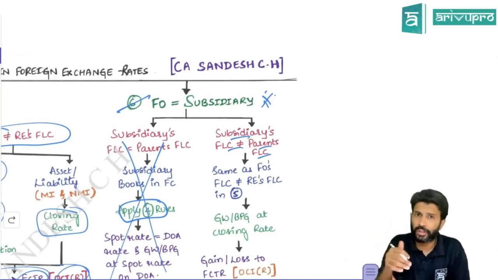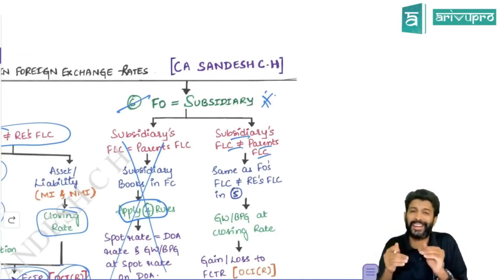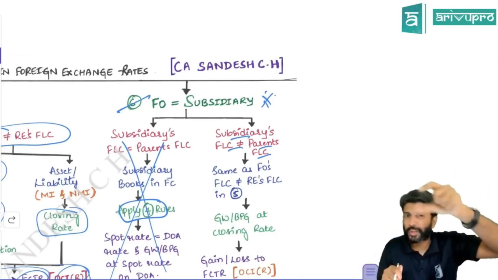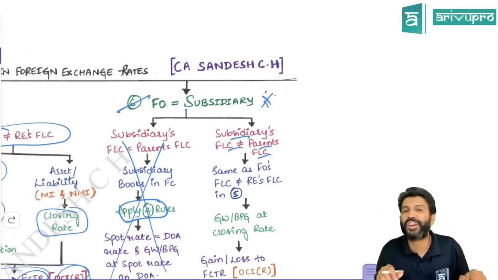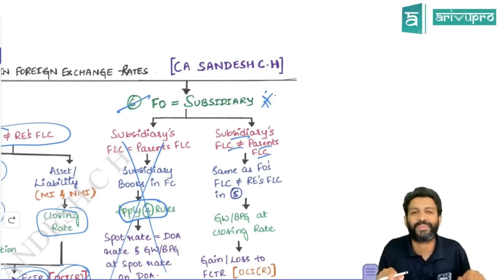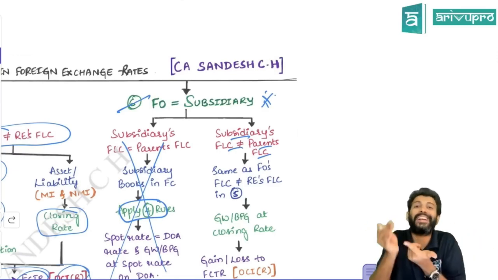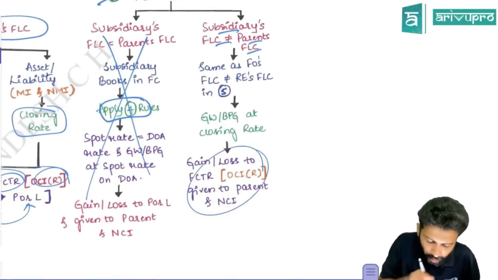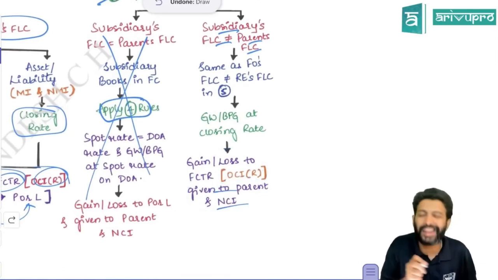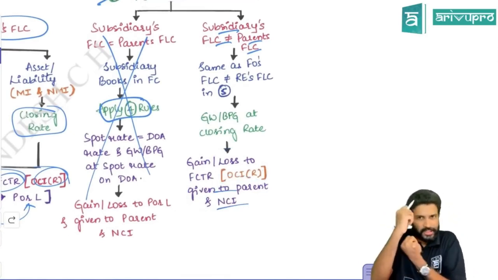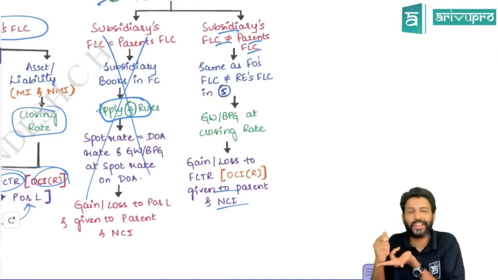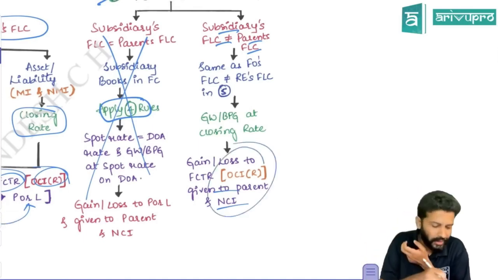Okay, so fine. Maybe one more point I can tell you. FCTR is related to the subsidiary's conversion. Sir, we have already done consolidation. Whenever you get post-acquisition profit of a subsidiary company, what do you do? You distribute it among the parent and NCI. So this particular FCTR also will be given to both parent and NCI. That is one. And this is the usual one: all assets and liabilities at closing rate, income and expenses at average rate, FCTR given to parent and NCI.